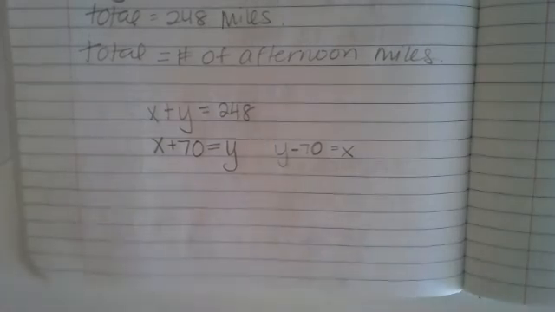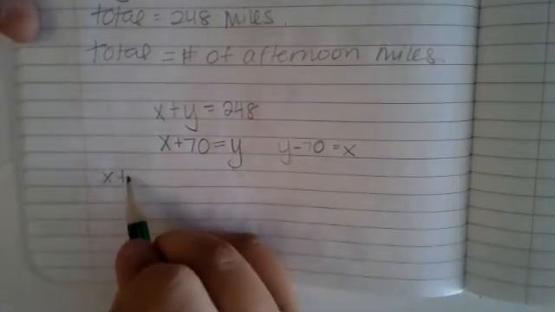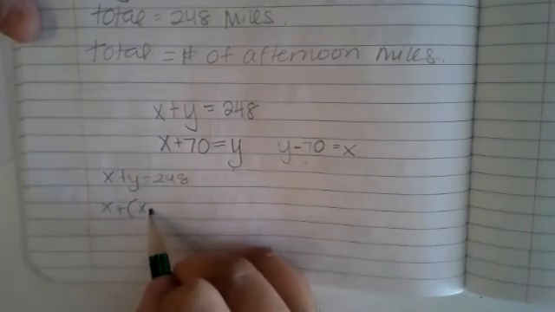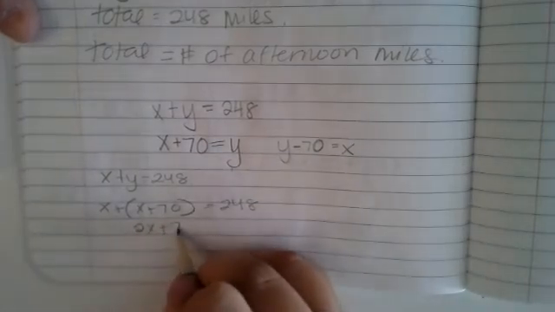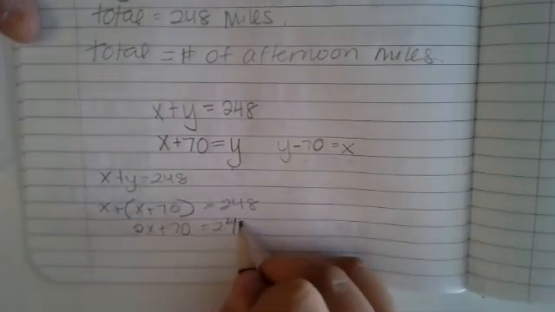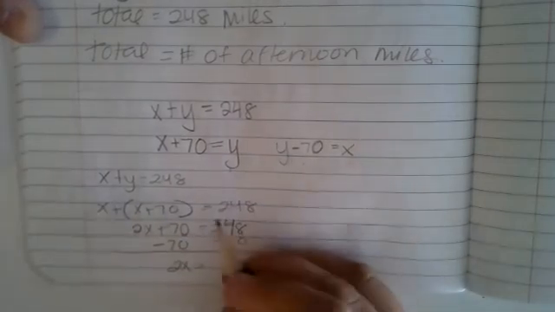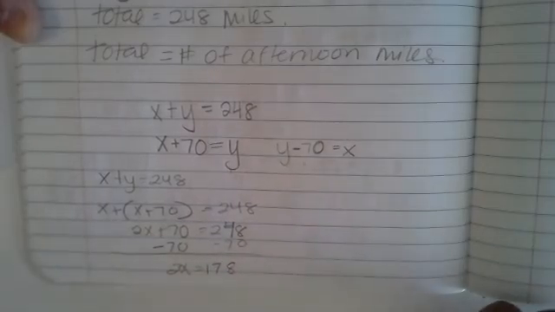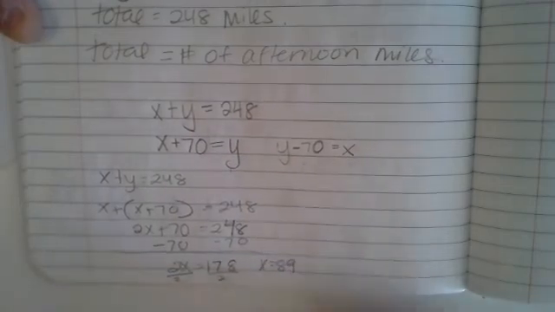Now we're going to start to solve. You can see this is already set equal to a variable, so all I need to do is substitute. Here I have x plus y equals 248, so x plus x plus 70 equals 248. 2x plus 70 equals 248. Minus 70, minus 70. 2x equals 178. Divide by 2, x equals 89.